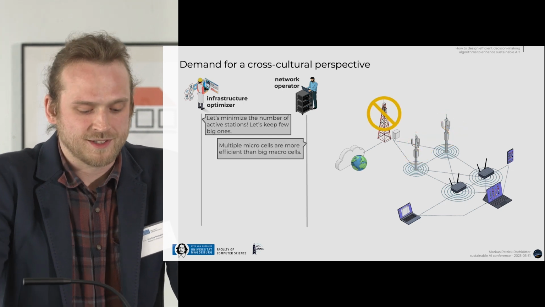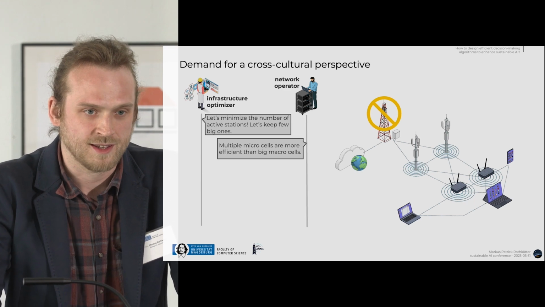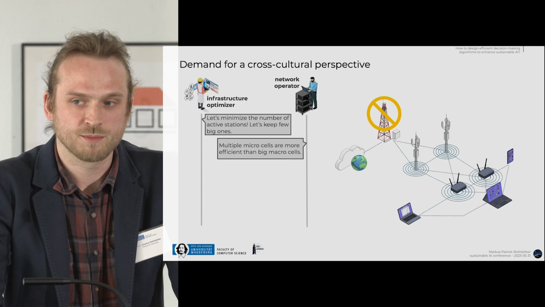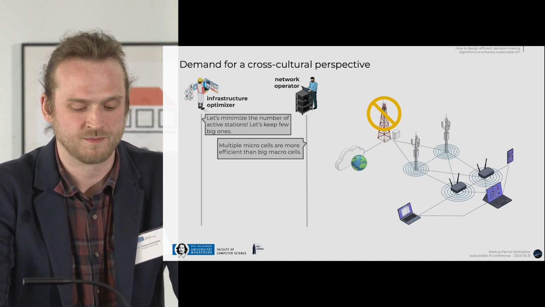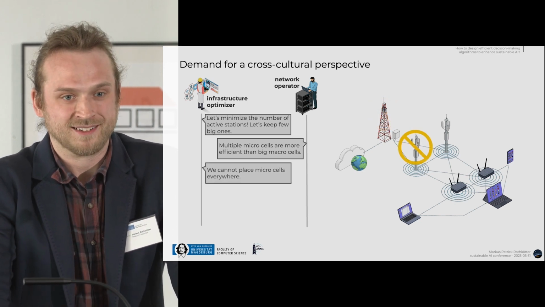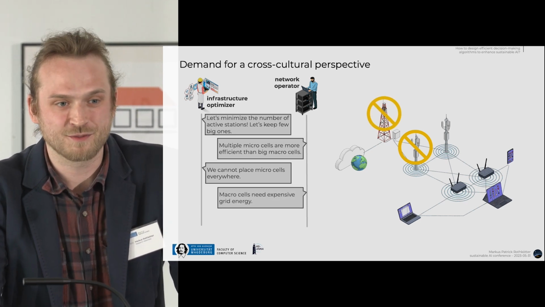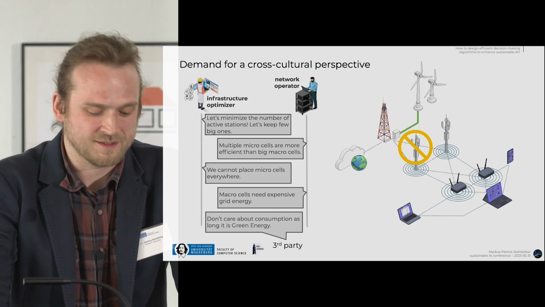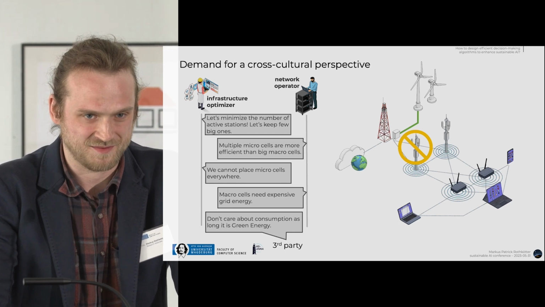Then the network operator says, well, seeing it from the technical perspective of a network operator, it's better to just switch off the big cells because multiple small cells are way more efficient than one big cell. Then the infrastructure optimizer says, well, we cannot place them everywhere. Then the network operator says, well, but the big stations are the expensive ones. They need the grid energy. And then there's a third party saying, well, I don't care about consumption as long as it is green energy.